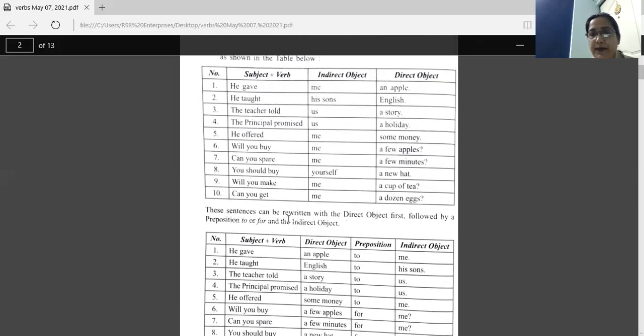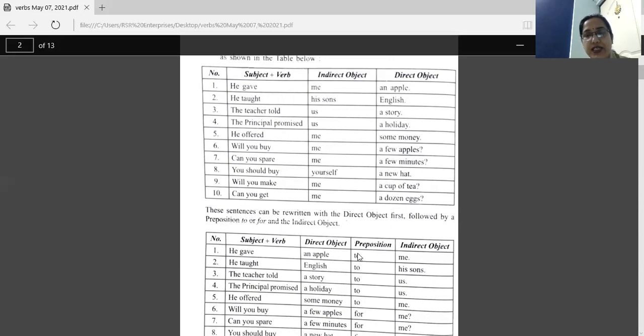These sentences above can be rewritten with the direct object first, followed by a preposition to or for, and the indirect object. In this, we have written the indirect object first and then the direct object later. But these sentences can be written in these ways also. He gave an apple to me. Now we are using the direct object first and the indirect object last. But in that condition, you have to use these prepositions, to or for. He taught English to his sons. And here the sentence was, he taught his sons English.